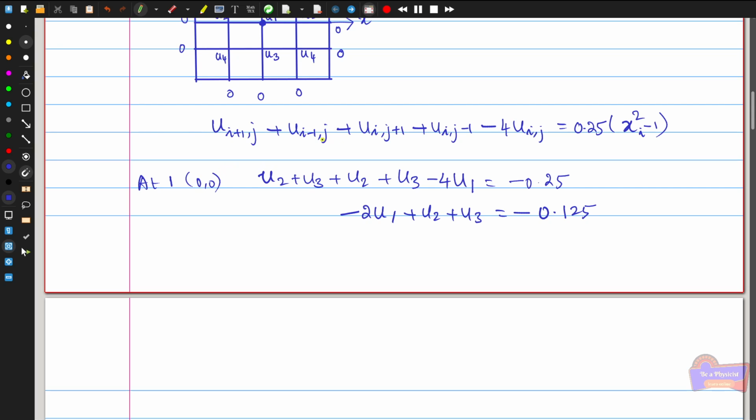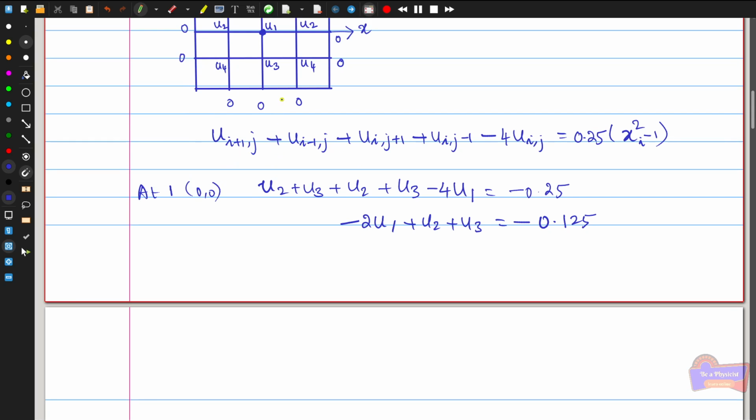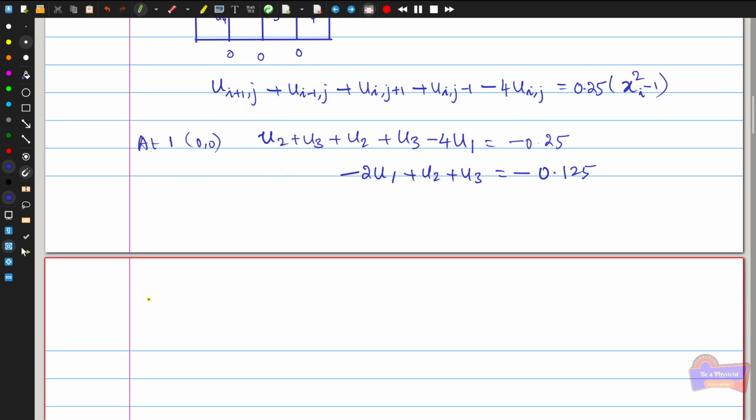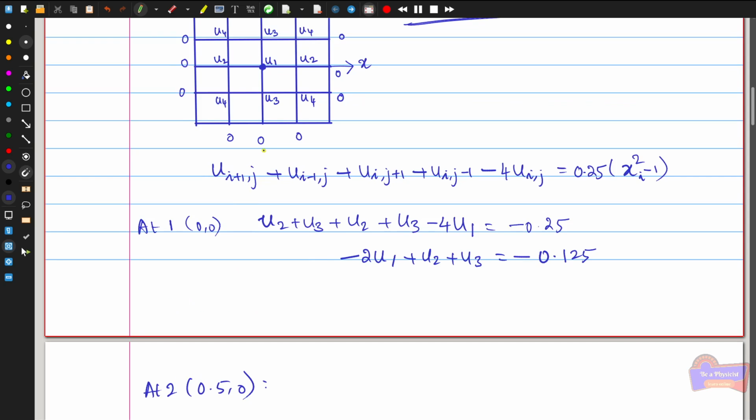Suppose you move one step to the right side, that means in the x-axis, then the value of x increments by 0.5, but the y value is still 0. So at u2 you get 0.5, 0. At this point, using the 5-point formula, you have the values of this one, this one, this one, and this one, so that I can get the right hand side.